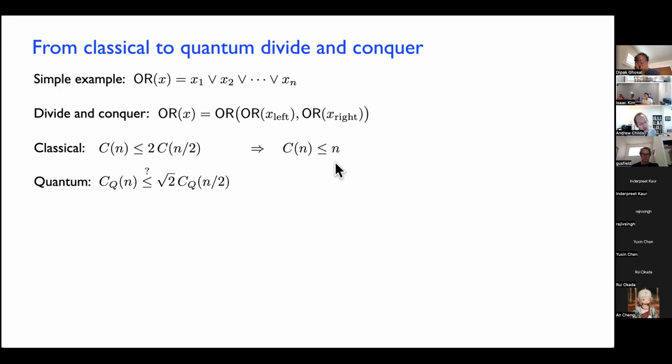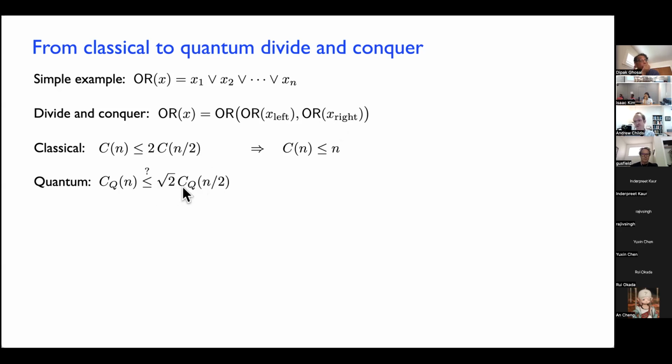Well, what you might like to imagine is that you could divide the problem up in the same way into a left half and a right half. But suppose that somehow instead of a 2 here, you had the square root of 2, because we know that quantum mechanically we can get a square root speedup for computing the OR function. So if we could do that at the level of just computing the OR of this thing and this thing, you might think maybe there should be a square root of 2 here instead of a 2. This doesn't really make sense, which is why I put a question mark over this inequality.